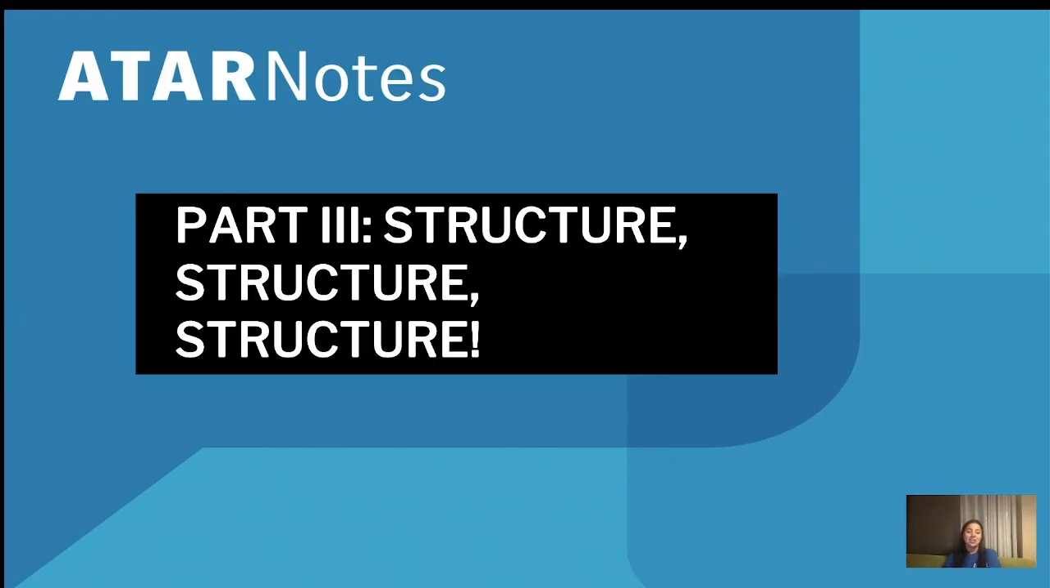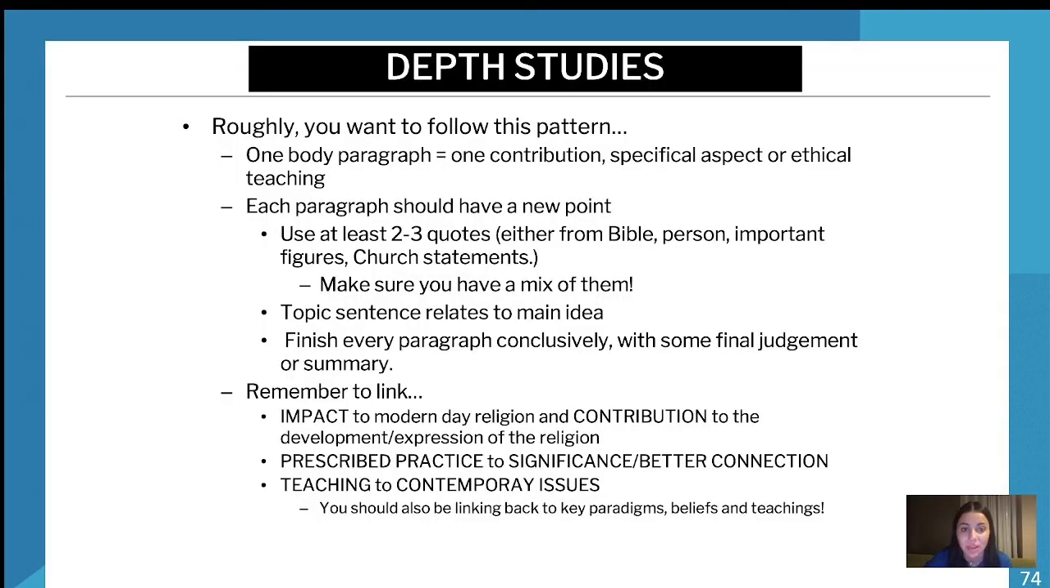So let's get on. We're going to finish up this lecture with structure and then just some general tips. For structure, you want to follow this pattern. You want one body paragraph for each contribution or specific aspect or specific ethical teaching. I really don't recommend doing multiple ethical teachings in one paragraph. Just split it up, for your short answers and even your essays.